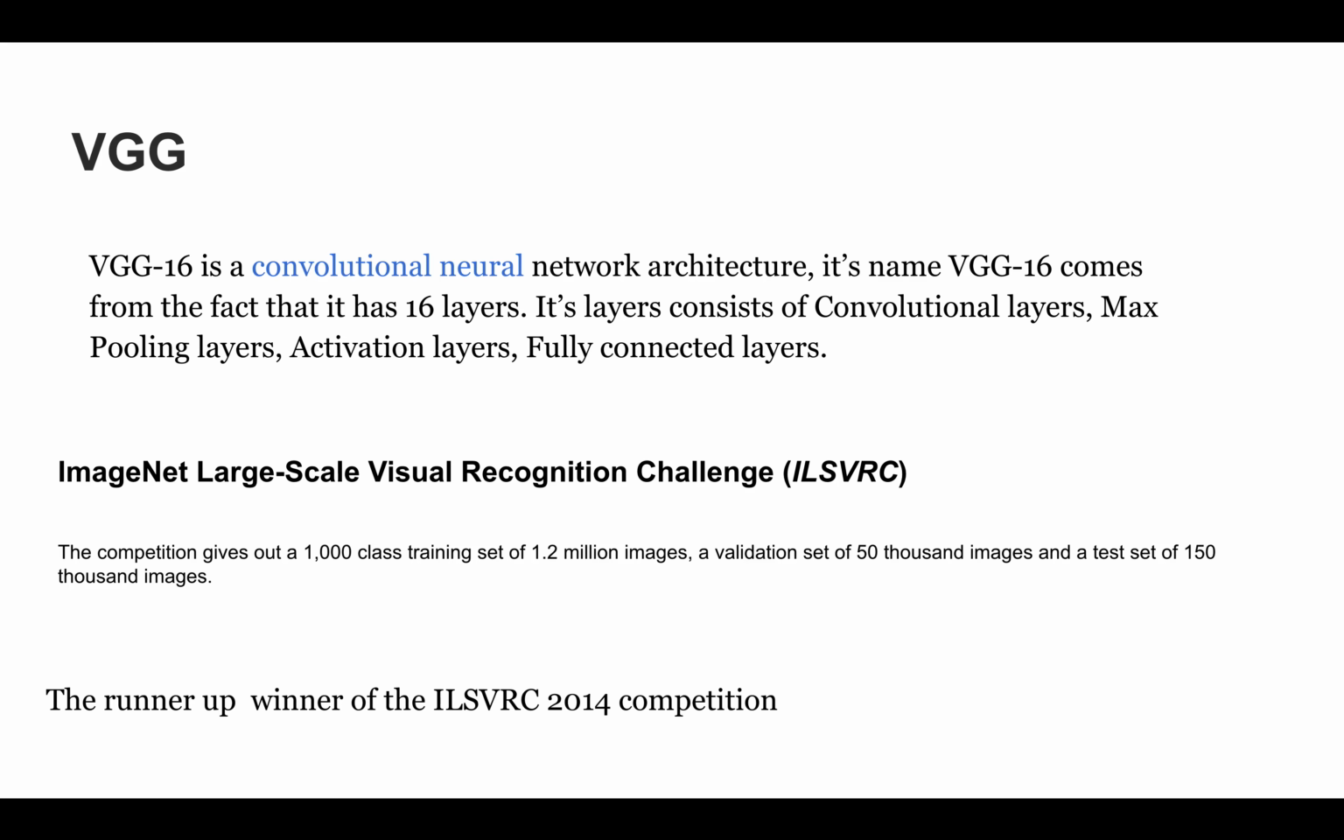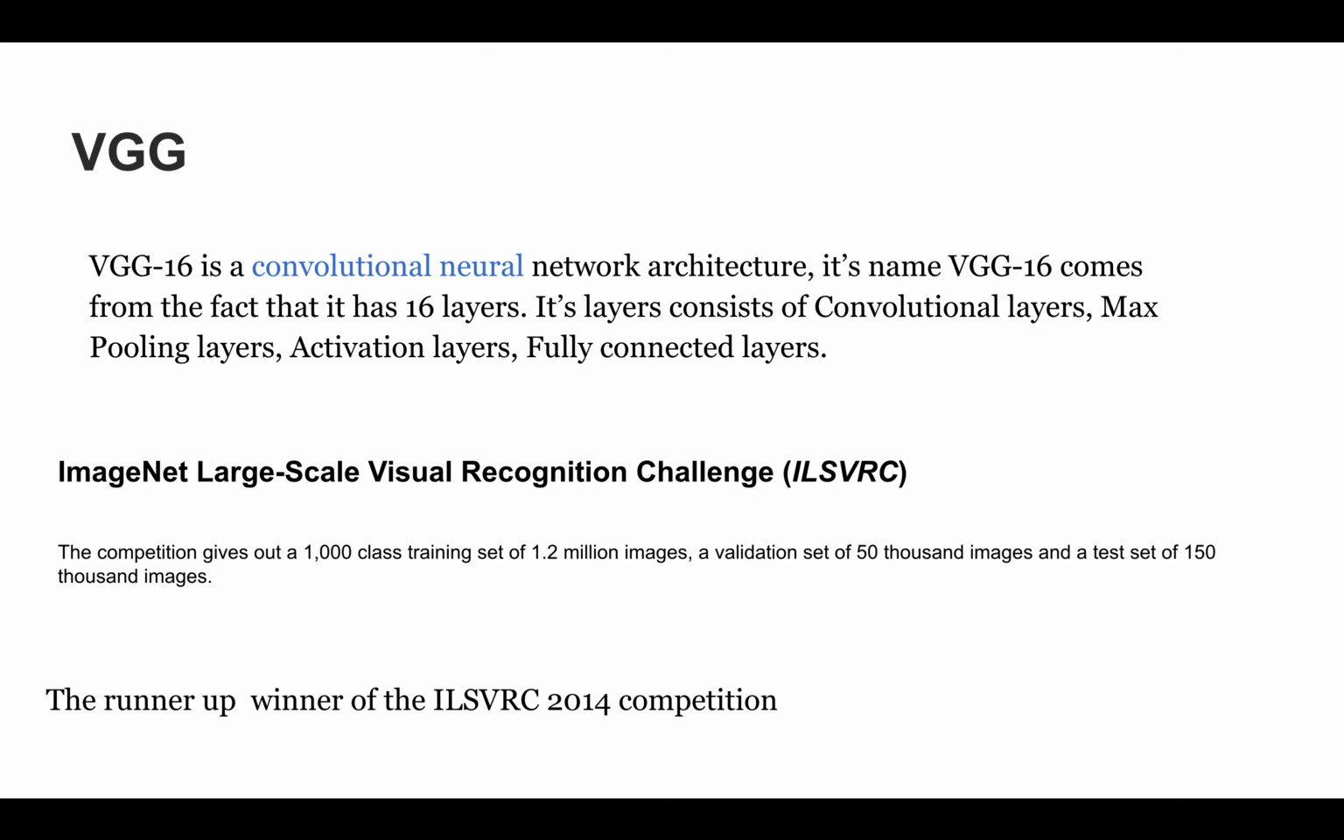VGG 16 is a convolutional neural network architecture. The name VGG 16 comes from it having 16 layers. Its layers consist of the convolution layer, max pooling layer, activation layer, fully connected layer, and softmax. You heard about the ImageNet large-scale visual recognition challenge. It participated in the 2014 ILSVRC competition, and it was the runner-up.